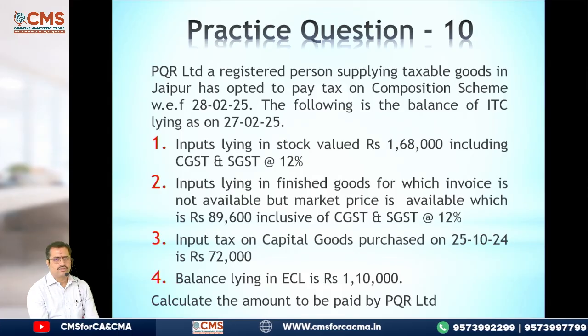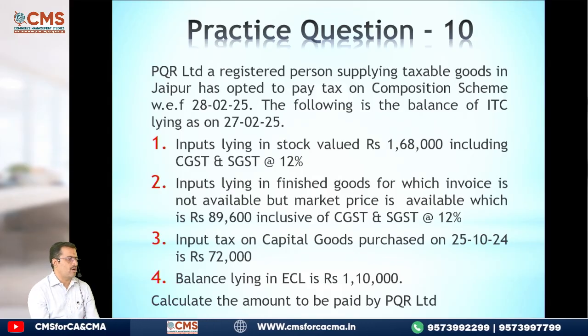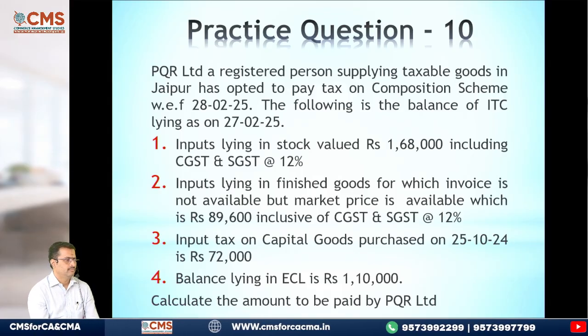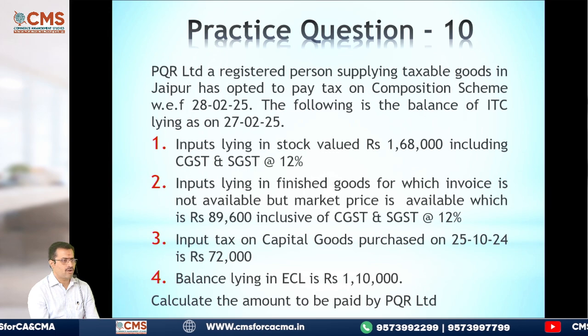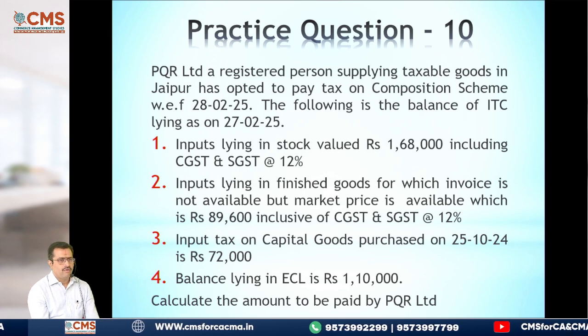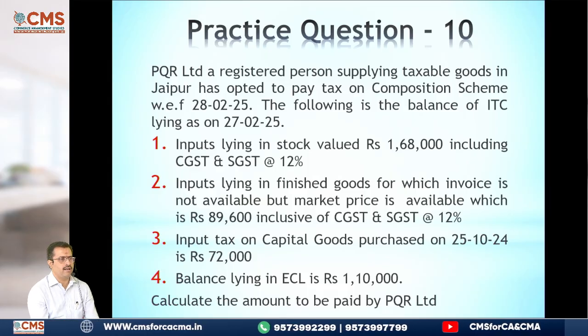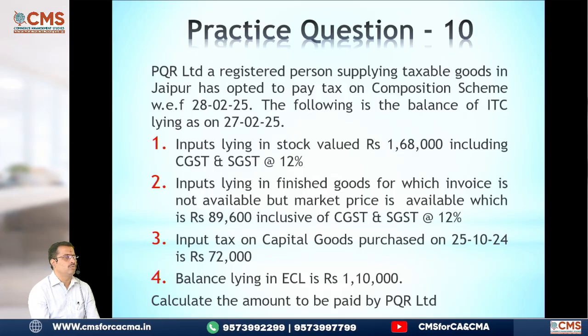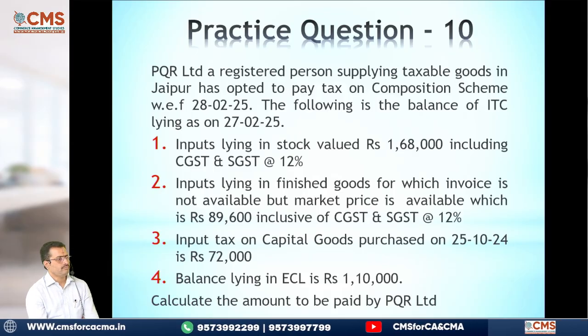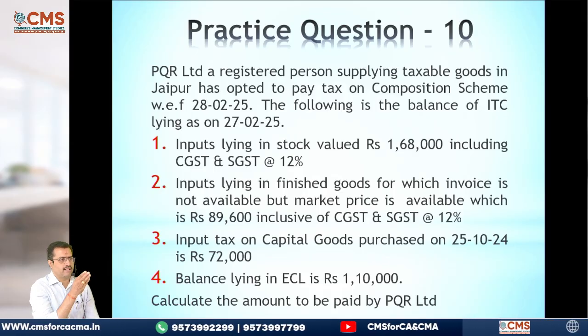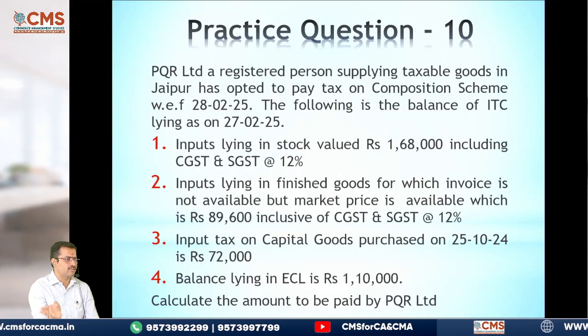Chalo. So first one, inputs lying in stock. What will happen? 1,68,000 is including that 12%. So how to arrive at that? 1,68,000 into 12 divided by 112 you do. That 18,000 is nothing but 9,000 CGST, 9,000 SGST.